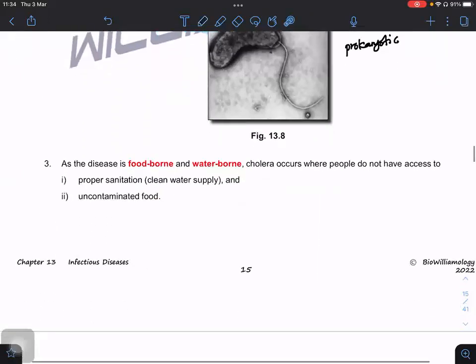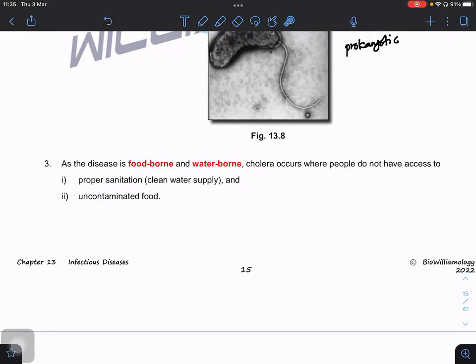So now mode of transmission: foodborne, waterborne. For example, poor sanitation, where we didn't sanitize the water, or they have no clean water supply, or you have contaminated food. Sometimes called fecal-oral, which means from feces to your mouth.